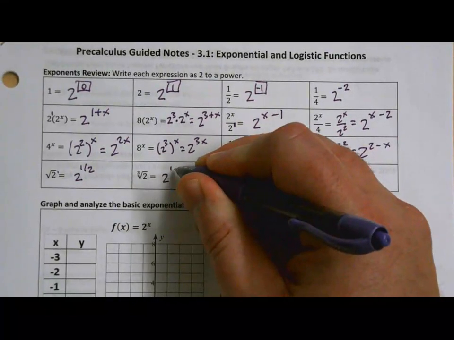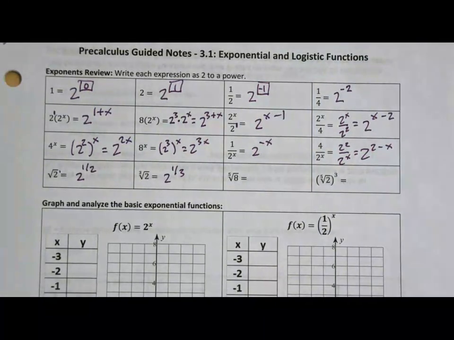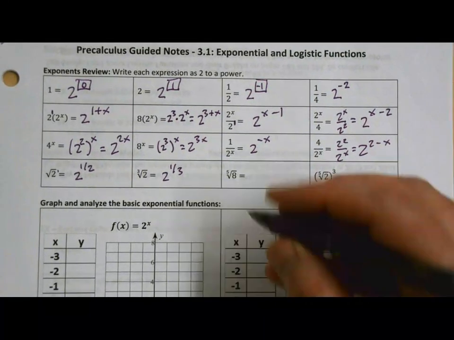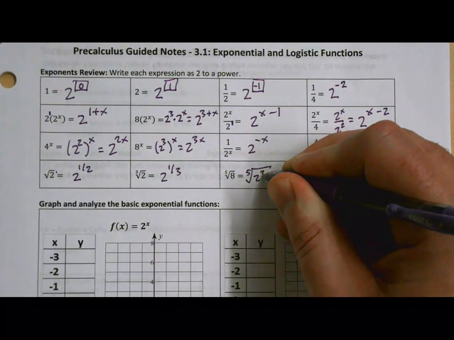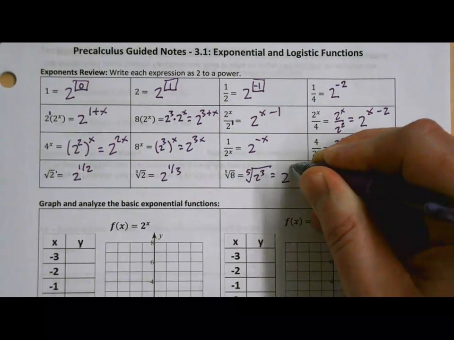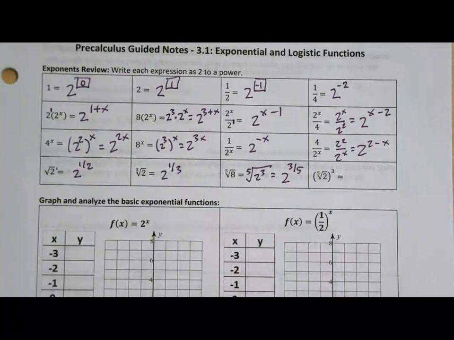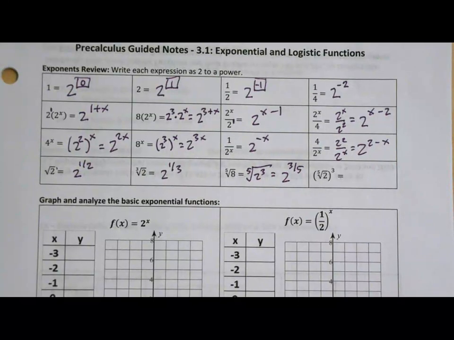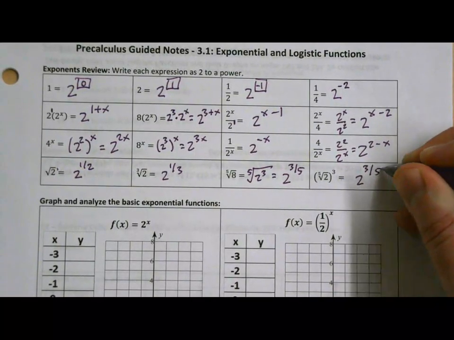2 to the 1/3. Let me just rewrite this 8 as 2 to the 3rd. So this would be 2 to the 3/5. So when you've got an exponent and a root, those both go into your fraction. Exponent goes in the top, root goes in the bottom. And it doesn't matter whether your exponent's on the inside or the outside. Same deal. Same answer.